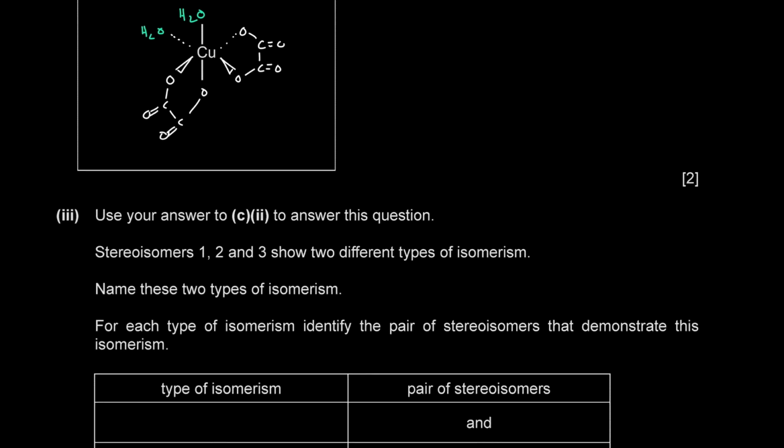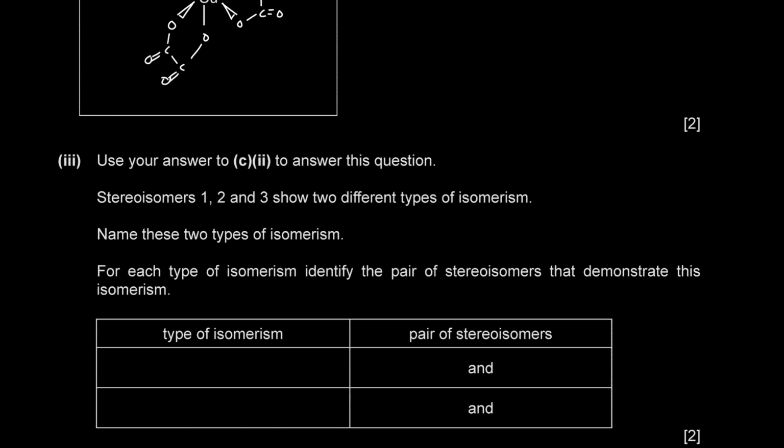Use your answer to C part 2 to answer this question. Stereoisomers 1, 2, and 3 show two different types of isomerism. Name these two types of isomerism. For each type of isomerism, identify the pair of stereoisomers that demonstrate this isomerism.